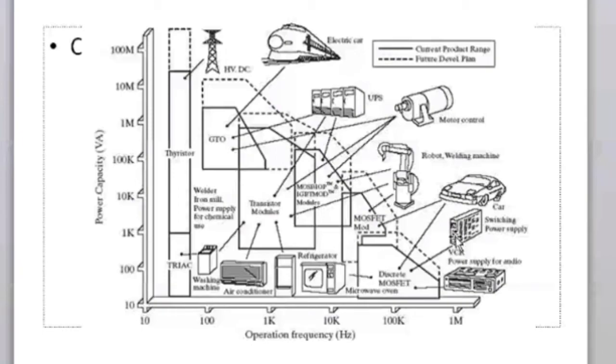Next you will find switched power supply, electric vehicle, robot welding machine, control motor, uninterrupted power supply. Now, train traction, you can find HVDC, high voltage DC transmission. You will find a number of applications.